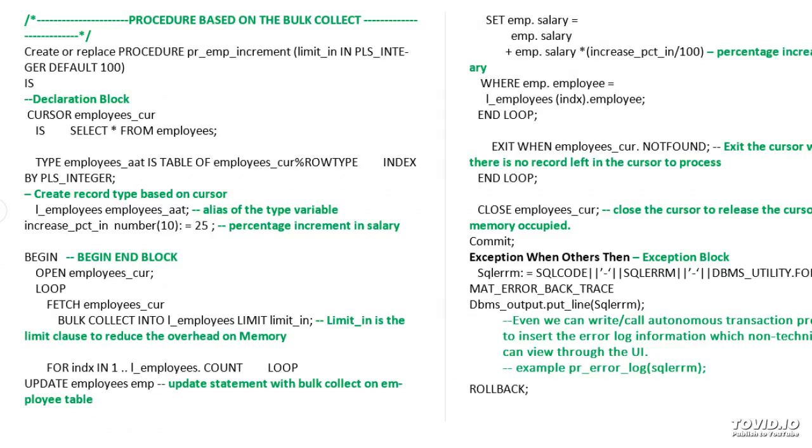I'm going to explain the bulk update or bulk collect option in the PL/SQL block with the example of a procedure, where I created a procedure called PR_EMP_increment with the input parameter limit_in, with a different data type, number, varchar or integer.